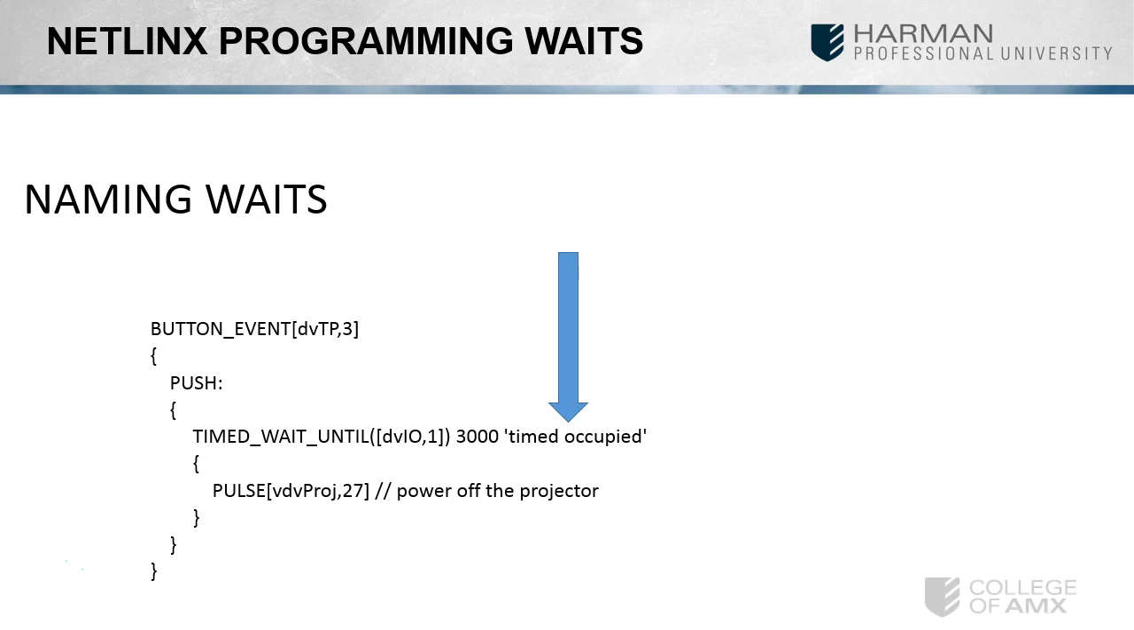To name a wait, you would use ASCII string literals. String literals as a name means that single quotation marks are used, it is case sensitive, and naming conventions should follow the style guide, including spaces.